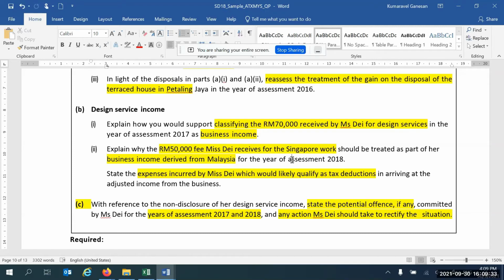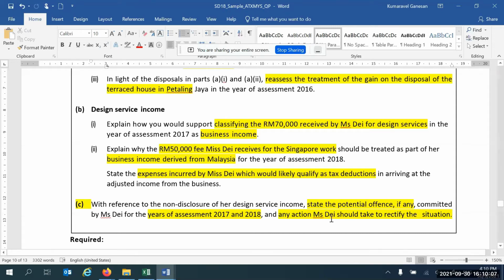Okay, so this is the same as Mr. Ray. The main activity in Singapore, the main activity in Malaysia. What she did in Singapore is not the main activity, not the core or integral activity.